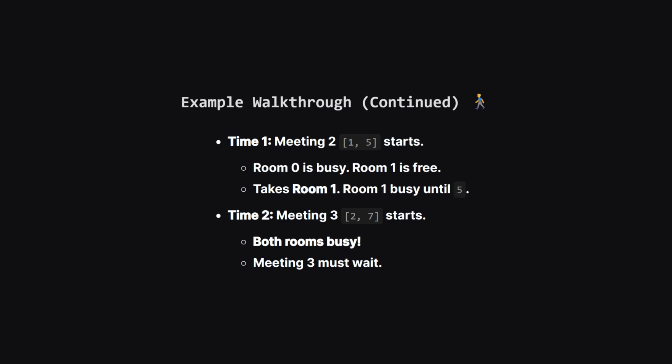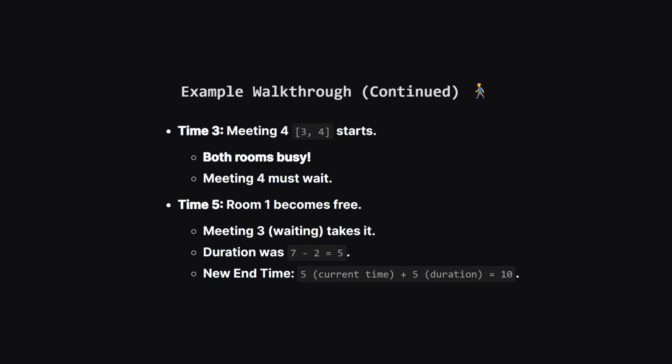Then, at time 2, the third meeting arrives. But wait, both room 0 and room 1 are currently in use, so the third meeting has to wait in line. At time 3, the fourth meeting shows up. Again, both rooms are still busy, so it joins the queue. Fast forward to time 5. Room 1 finishes its current meeting and becomes free. The third meeting has been waiting the longest, so it grabs room 1 immediately. Its original duration was 5 hours, so it will now run from time 5 until time 10.